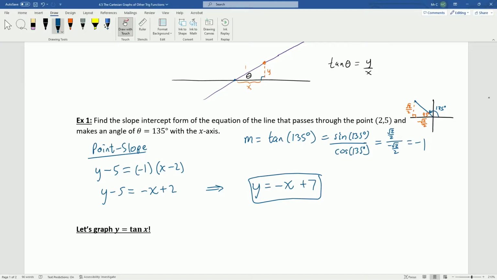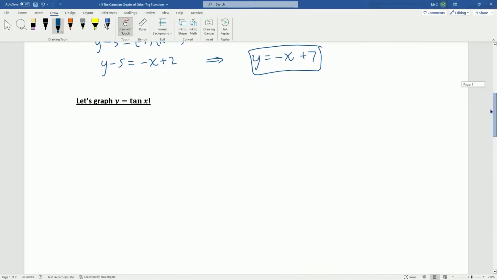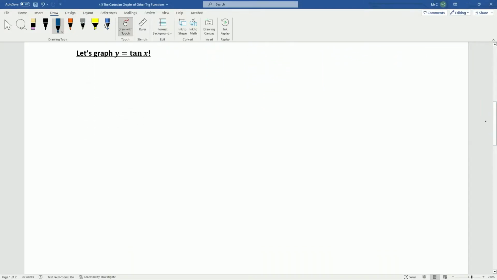Okay, so now we're going to go on to actually finding the Cartesian graph for tangent of x here. Initially this is a little bit more complicated than dealing with sine and cosine, because when we think about tangent of x, we have to think about it as being sine of x divided by cosine of x. So there's a few key values that we're going to look at for tangent. And then once we understand those key values, then we'll put the whole thing together.